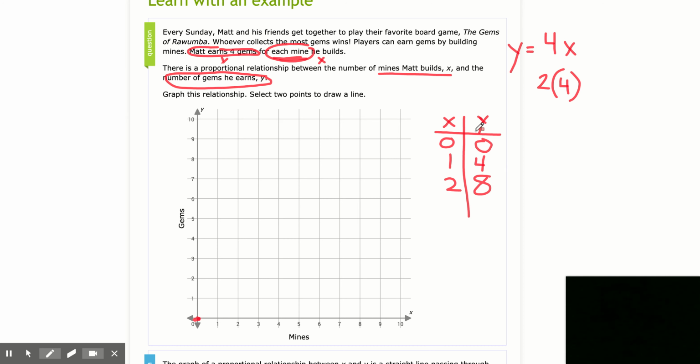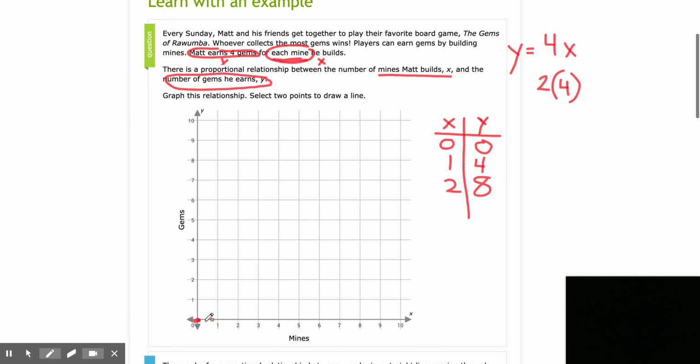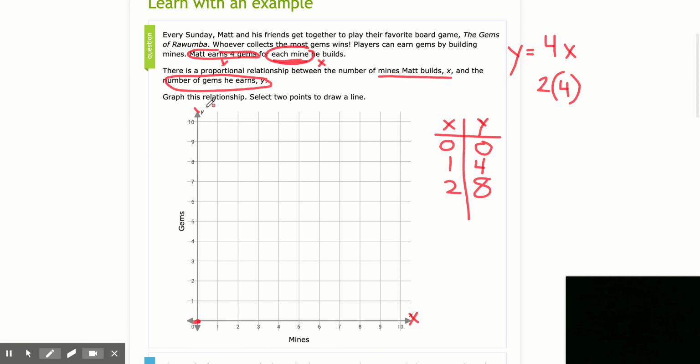So when you plot this out, you go find x. This is x over here. This is y up here. We need 0 for x and then 0 for y, which is right here. Next, we need to go to 1, which is right here. I'm going to move to 1. And then they want us to move up to 4 for y. Remember, y is over here, so we have to go up. Move all the way up to 4.